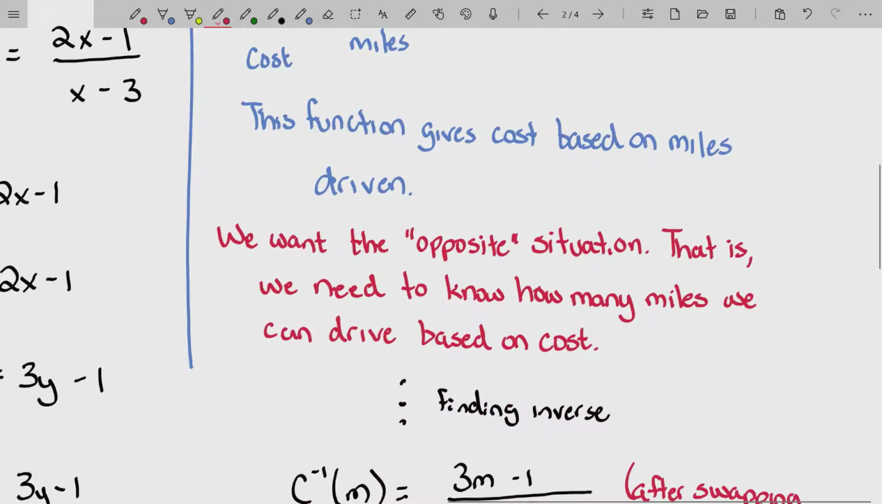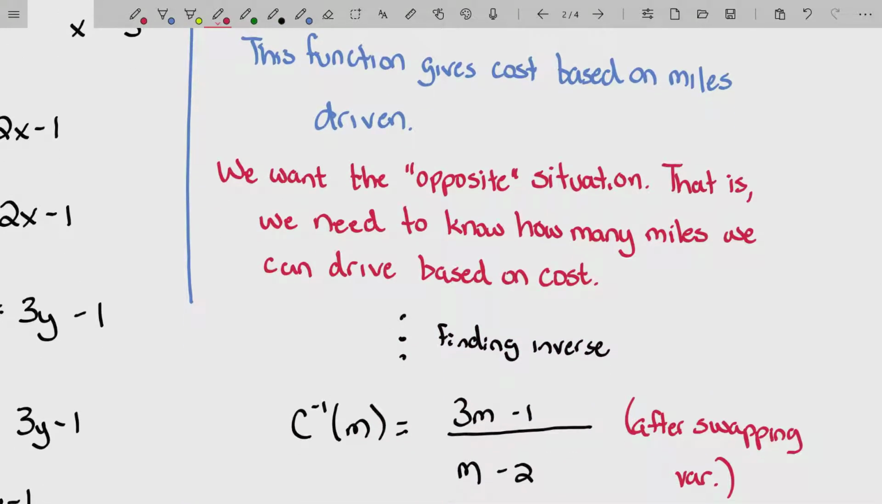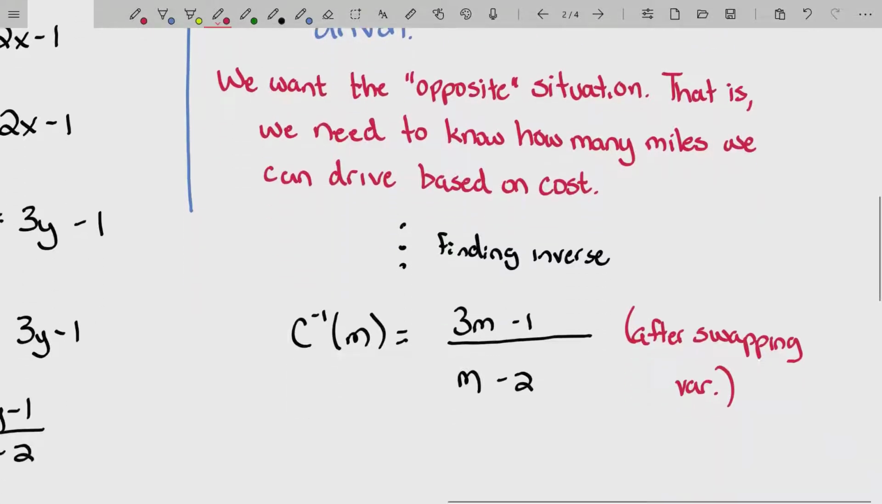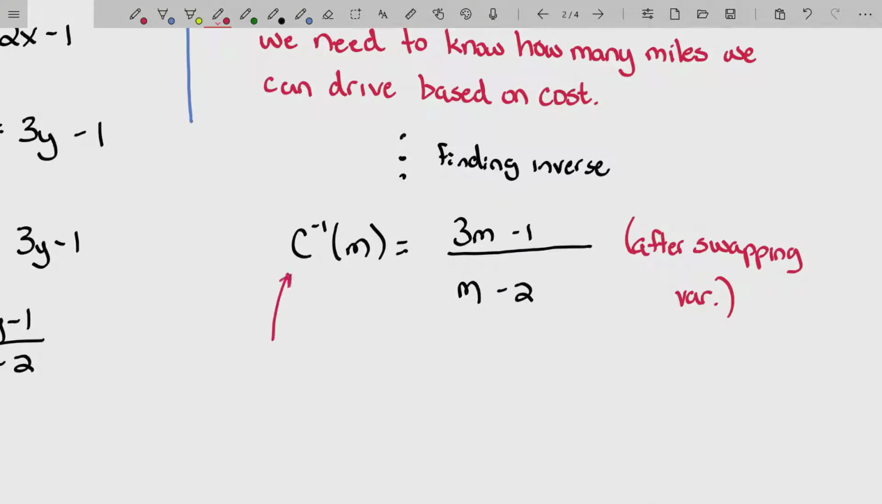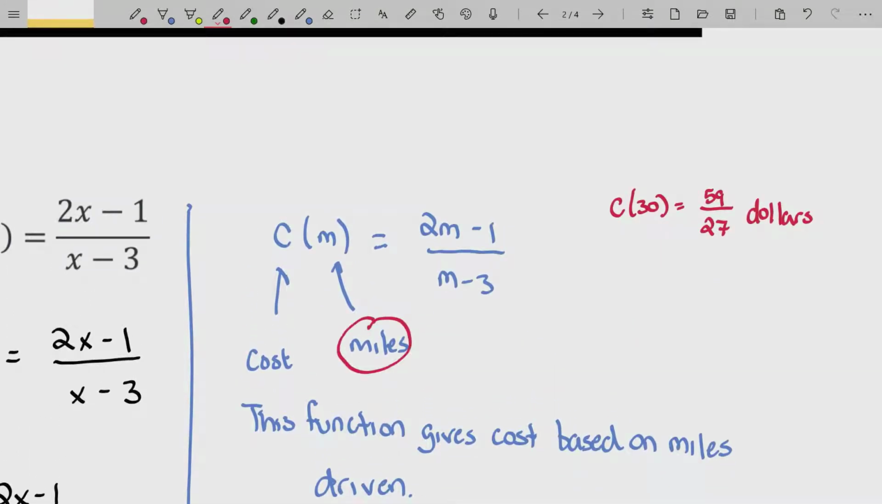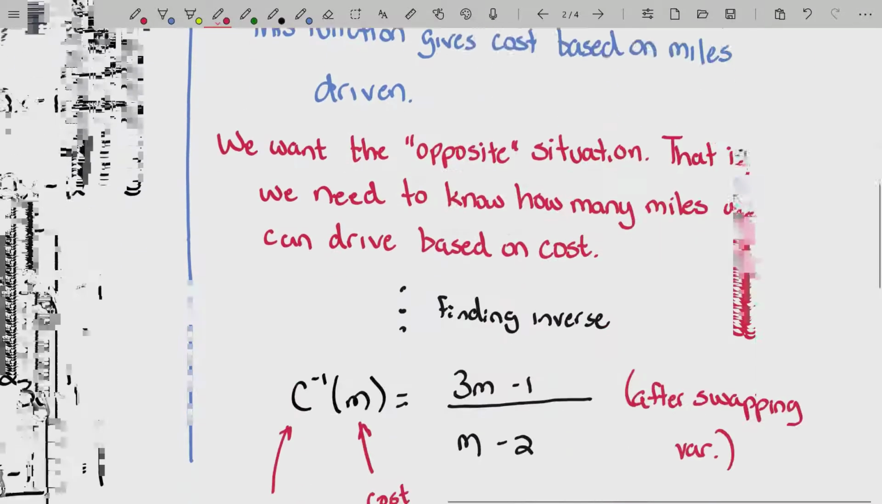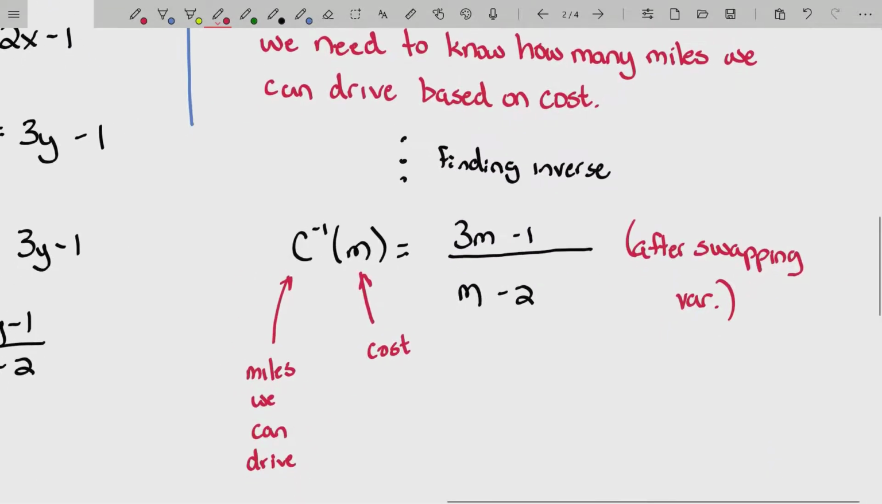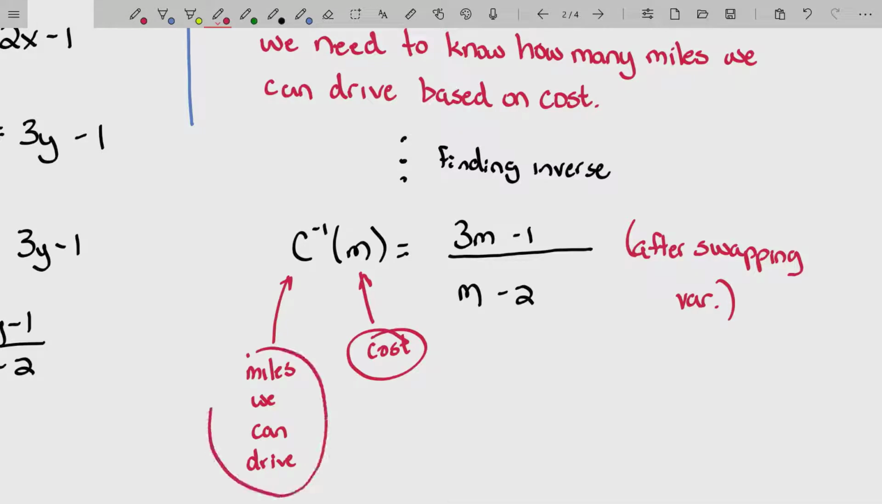Now you get down here, and the inverse function should say, well, this will give us the number of miles we could drive based upon cost. So the output here should be miles we can drive based upon the cost, right? It's the opposite situation. In the original one, we're plugging in miles and getting out cost. With the inverse, we should be plugging in cost, and getting out miles.